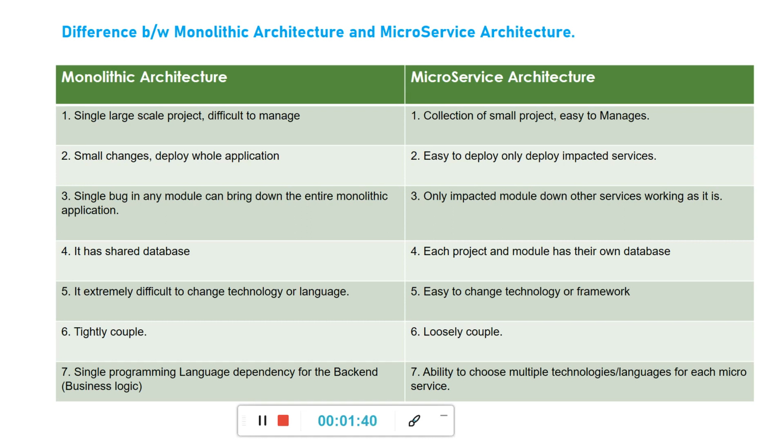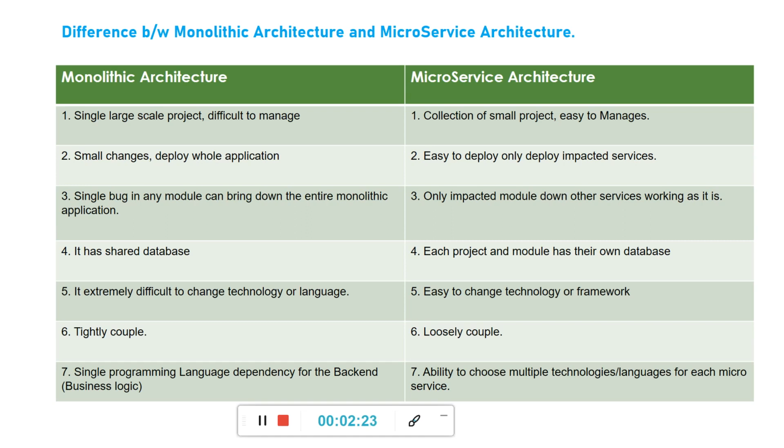The second difference is that small changes deploy the whole application. In monolithic architecture, if there is some small change in any module, then we need to deploy and build the whole application. It takes a lot of time. Instead, microservices are easy to deploy, and we only deploy the impacted service. Also, if there is a single bug in any module, it can bring down the entire monolithic application. With microservices, only the impacted module goes down, and the other services keep working.